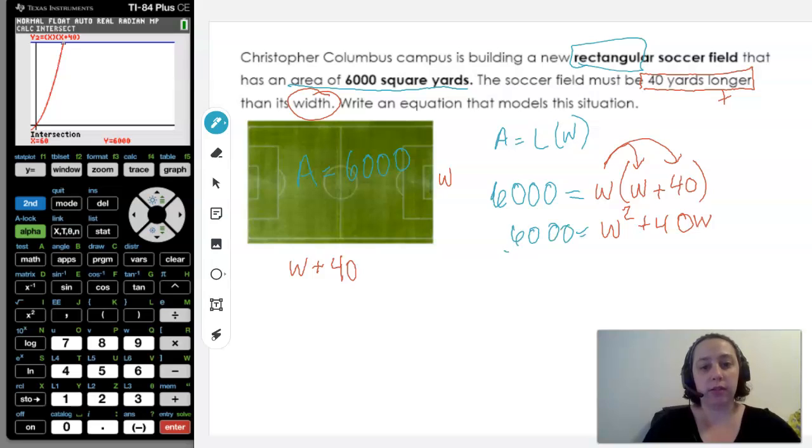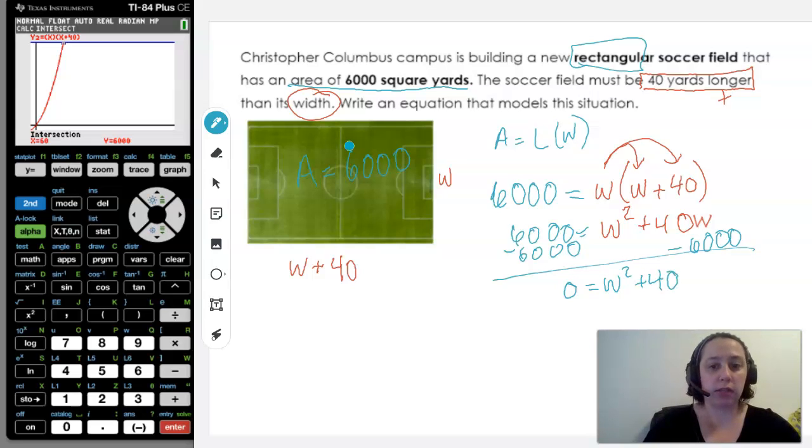Then we want to get 0 on this side in order to solve it, so we're going to do minus 6,000. And that gives us 0 equals W squared plus 40, oops, I forgot that W here. W times 40 is 40W, minus 6,000. So then we could factor.